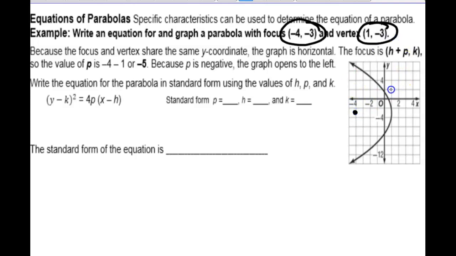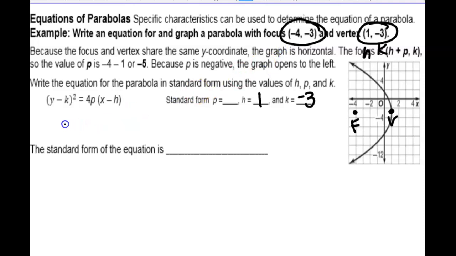And 1, -3 was the vertex. I would have graphed and said, oh, well, if this is the focus and this is the vertex, it's got to be opening to the left. All right. So if this is the vertex, H is what? There's H and K, vertex. So H is 1, K is -3. Okay, now we got to figure out P.